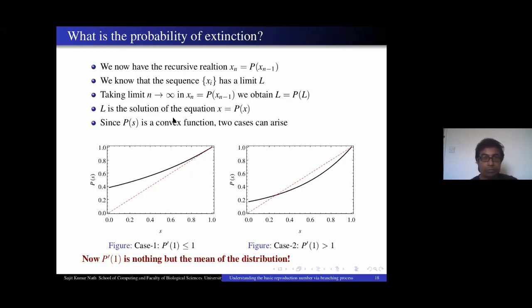So the take home message from this slide is basically, when the average number of offsprings is less than or equal to 1, then it will go extinct with probability 1. But when the average number of offsprings at the first generation is greater than 1, it has some non-zero probability of going extinct, but not with probability 1. I mean, it has a higher probability of survival as well, right? So this is the main conclusion of this slide, and one of the most important results in branching process.